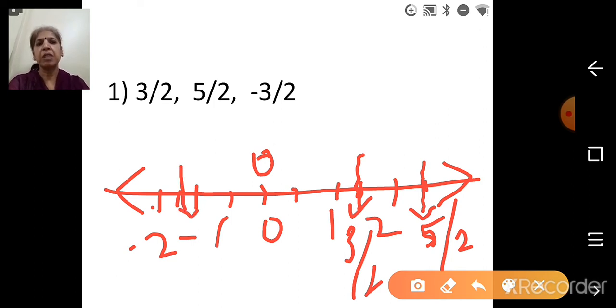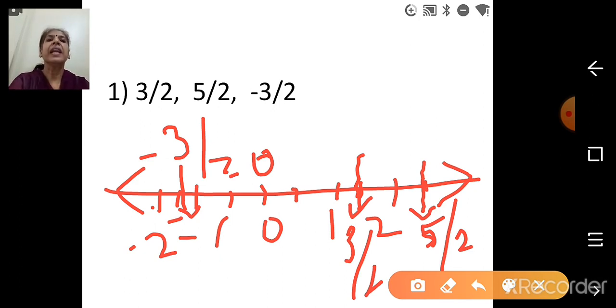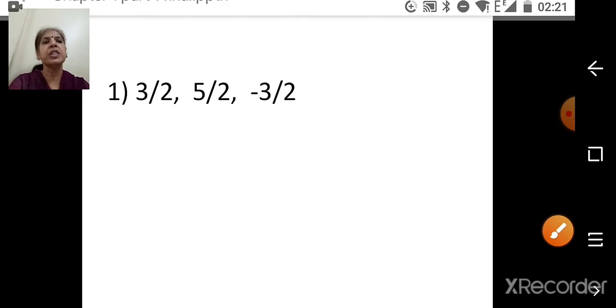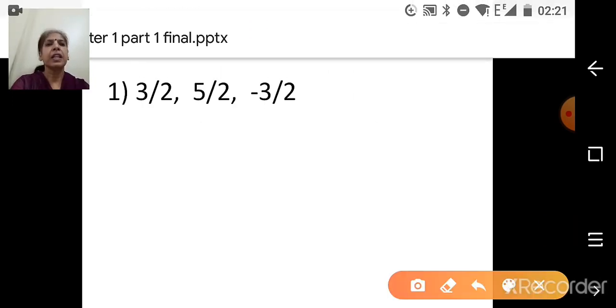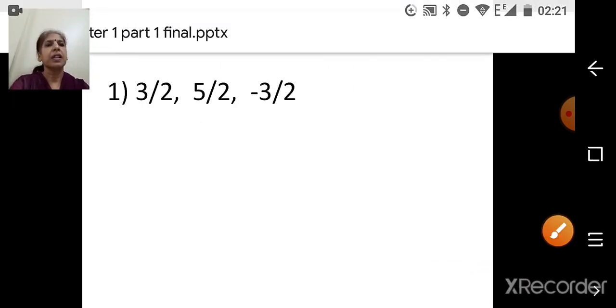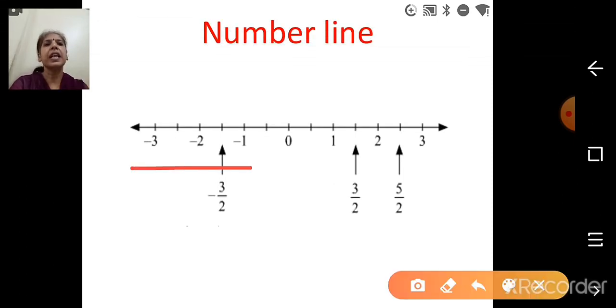Children, maybe here you are not able to see properly, but you have to show like this, that this is your 3 upon 2. So this way neatly you will be drawing and showing. See, it will be like this. When you draw your number line neatly, show 0, then the numbers 1 to 3 to the left, and each unit distance is divided into 2 equal parts. So this is your 3 upon 2.